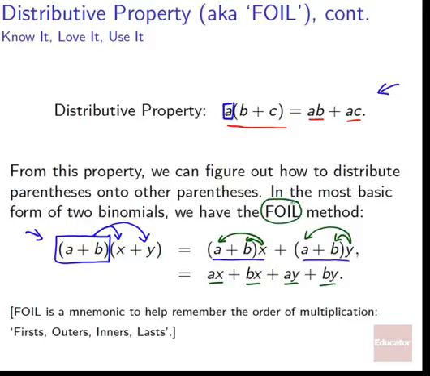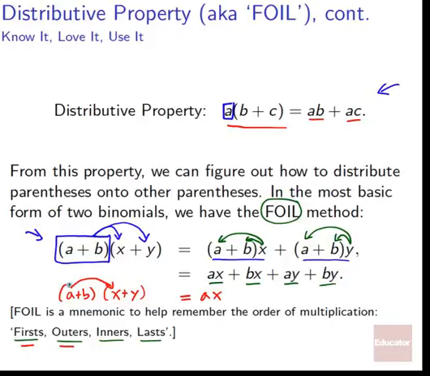Now, what does FOIL mean? FOIL is a mnemonic to help us remember the order of multiplication: firsts, outers, inners, lasts. Let's see how that comes to be. That would be this way, where it's (a plus b) times (x plus y). We would do the firsts, a and x. Those are the first things, so we'd get ax. And then next we'd do the outers.